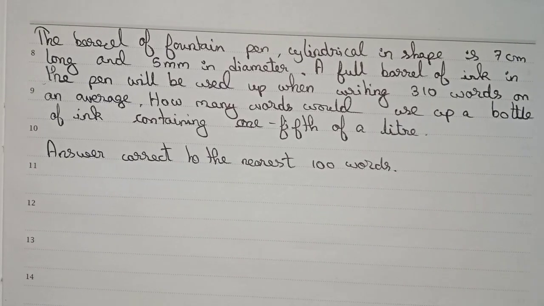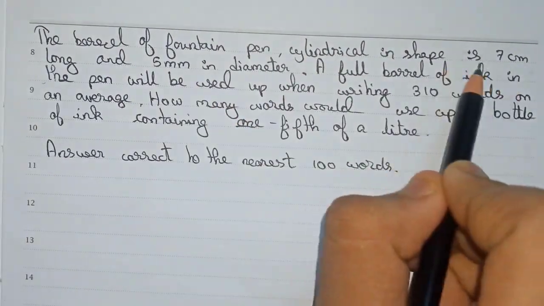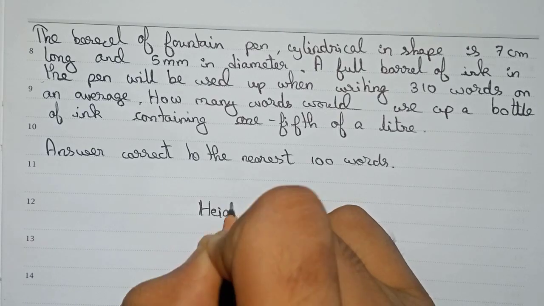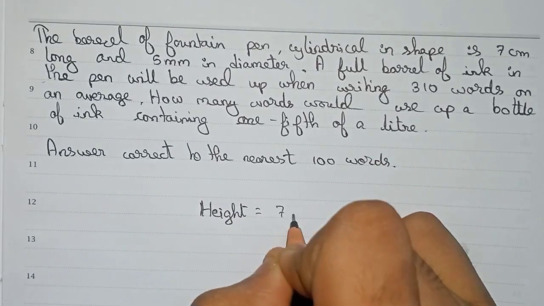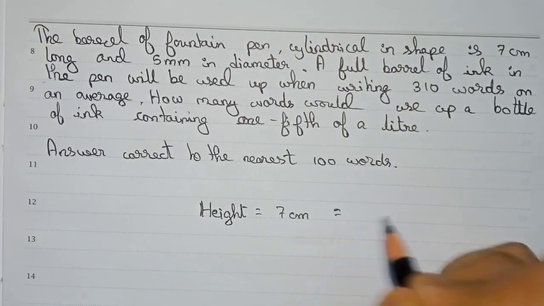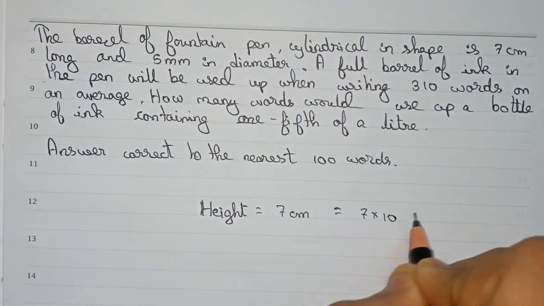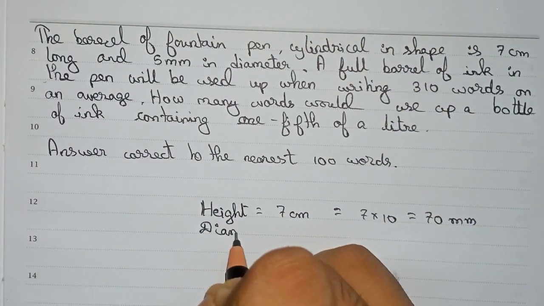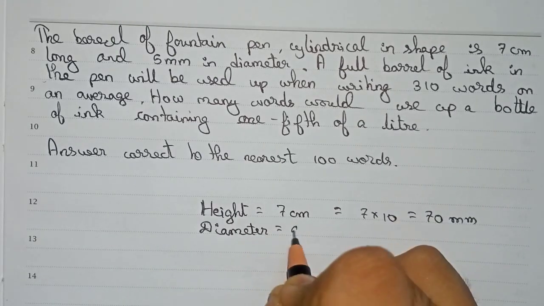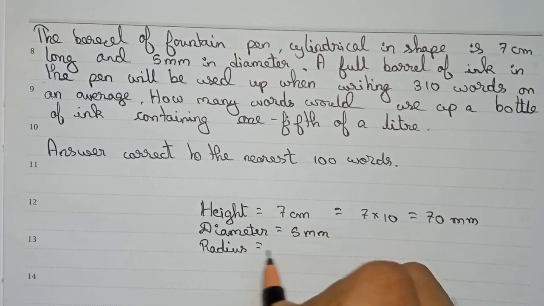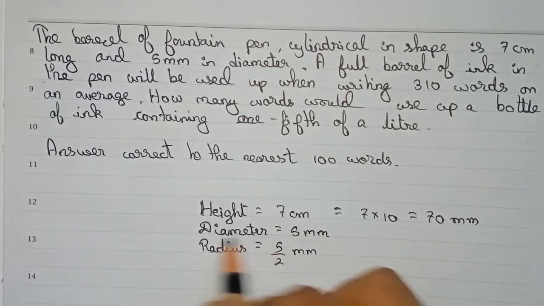So first you will find the volume of the pen. It is given that it is 7 cm long, so you can write height equals 7 cm. This 7 cm you have to convert into millimeter. So 7 cm means 7 into 10, that will be 70 mm. Now, diameter is given 5 mm. So radius will be half of diameter, so 5 by 2 mm.